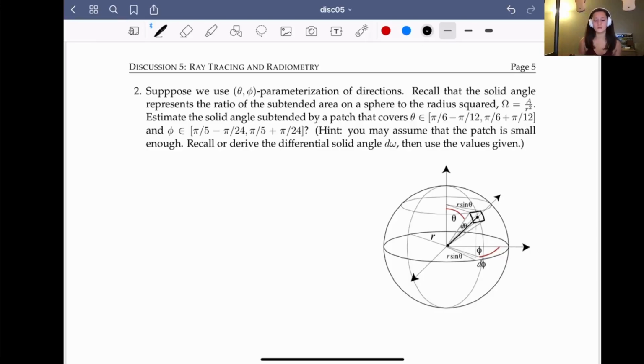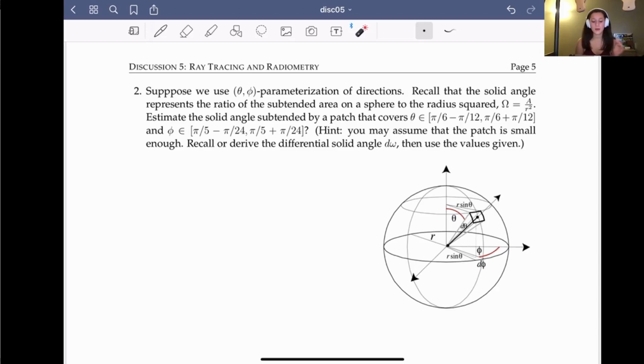Okay, on to number 2. Suppose we use theta phi parameterization of directions. Recall the solid angle represents the ratio of the subtended area on a sphere. So this area here divided by radius squared. Estimate the solid angle subtended by a patch that covers this here.